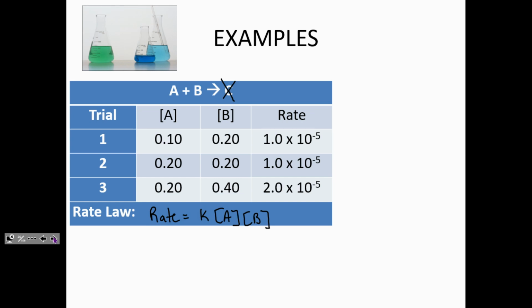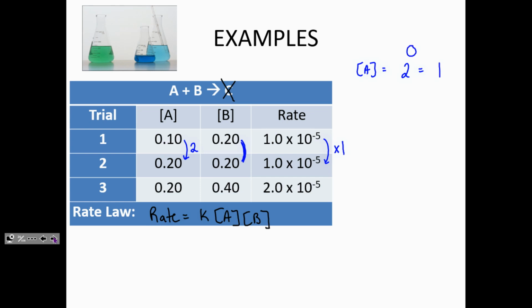So here, if I'm looking at A, I need B to stay the same, and that happens from trial 1 to 2. The concentration of A doubles here. But look what happens to the rate. It does not change. So I'm going to say that it changed by a factor of 1. It didn't decrease, it just stayed the same. So for A, we doubled the concentration, and the rate stayed the same.